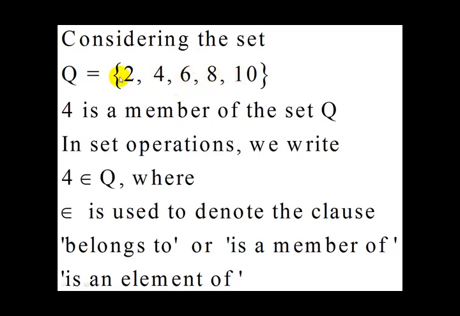Now, when we look at the set Q, we can see that 4 is a member of the set Q. In set notation, we write 4 belongs to Q, where this symbol is used to denote the clause belongs to, or is a member of, or is an element of. So because 4 is a member of the set Q, we say that 4 belongs to Q, or 4 is an element of Q, or 4 is a member of Q.